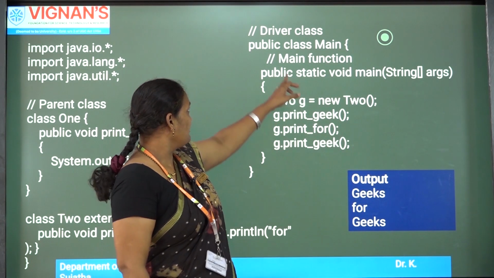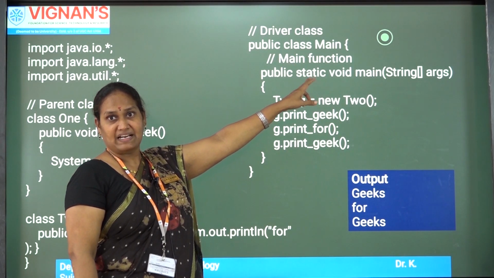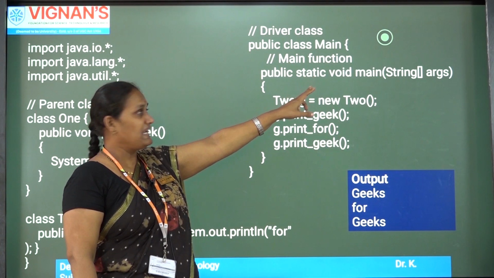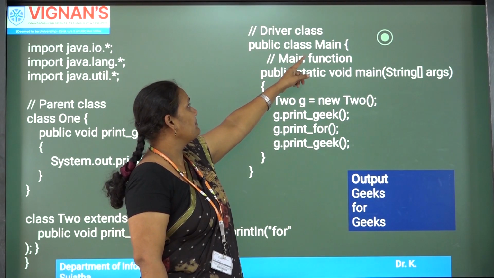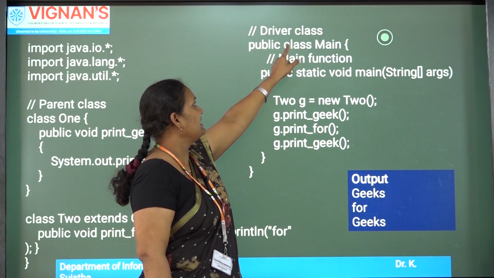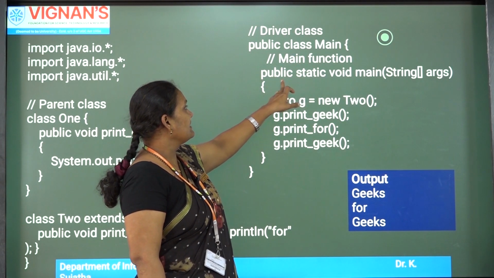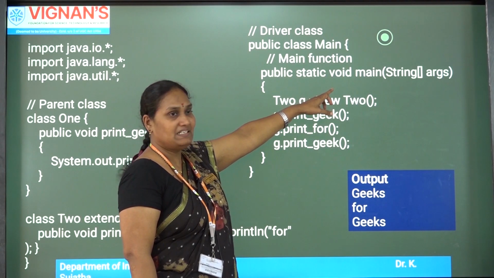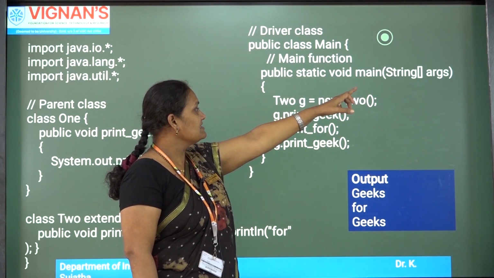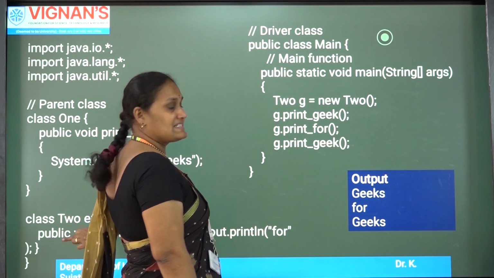Now finally, here we have written a driver class which represents the main class. The driver class always represents the main class. Here I have written the main method. So public class, for defining this main method, here we have taken a class. The name of that class is Main, and here we have written a main method, public static void main String args.